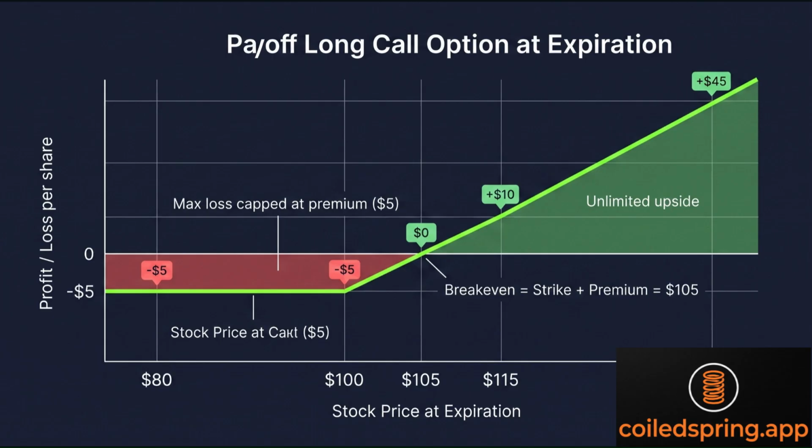The asymmetry is what makes this powerful. Your downside is flat and capped. Your upside is a straight line with no ceiling. And this is why we'll add the chart, because seeing that flat line turn into a rising slope at the strike makes the concept immediate and visual. The numbers tell the story, but the shape of the curve tells it faster.